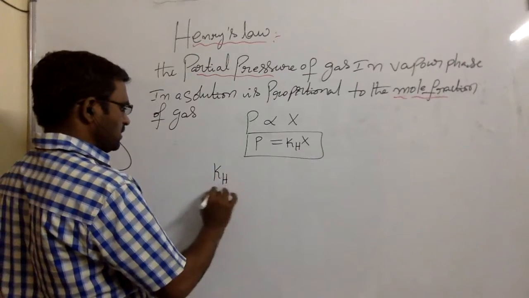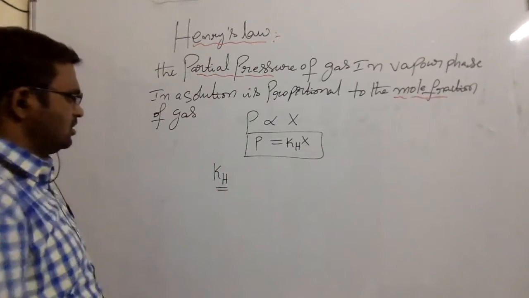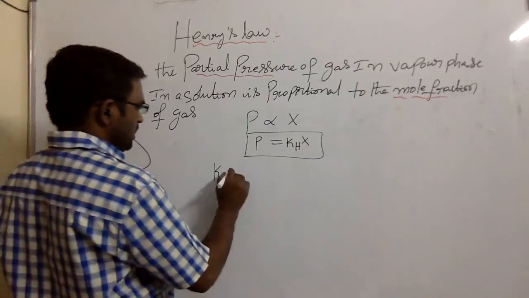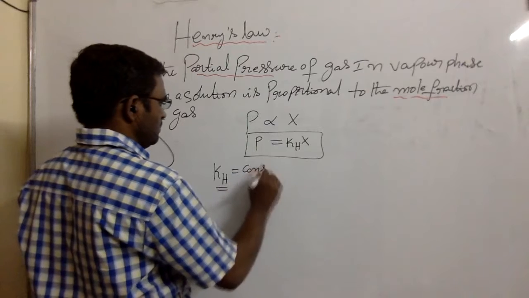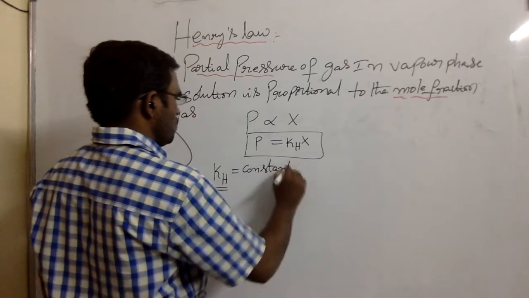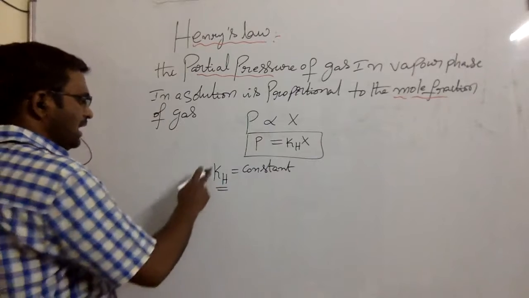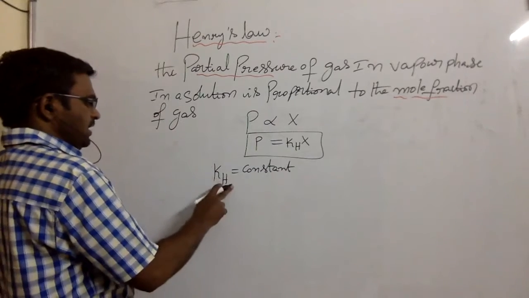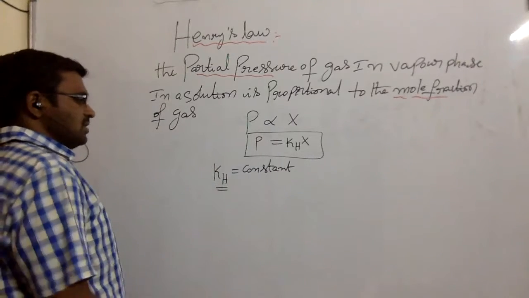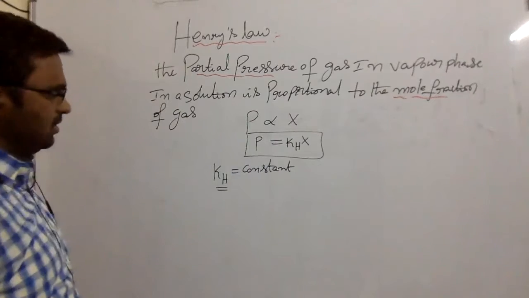The solubility of a gas depends on Henry's constant. The higher the value of Henry's constant Kh, the less soluble the gas is.